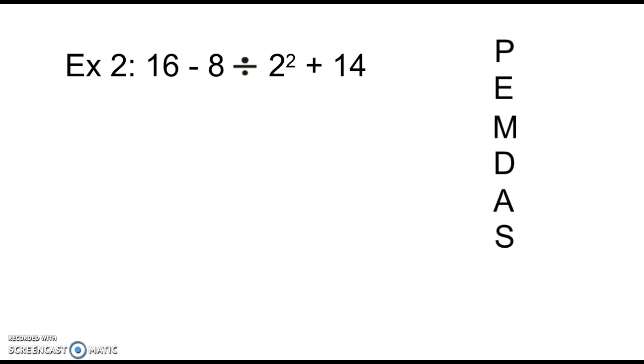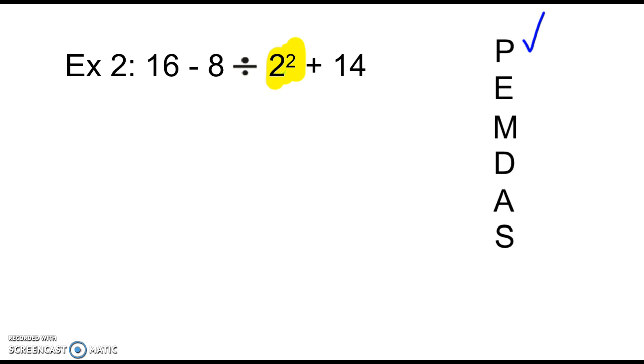So the first thing we're going to look for are parentheses. And when I scan through my problem, I don't see any parentheses, so we're just going to check that off. The next thing I'm looking for are exponents. And when I look through, we do have an exponent right here on 2. So we have 2 to the second power.